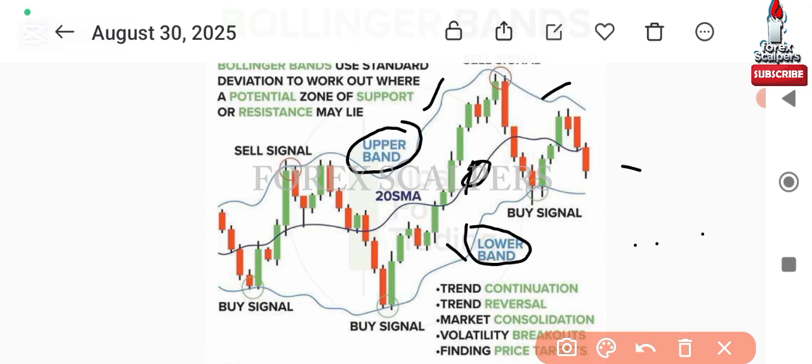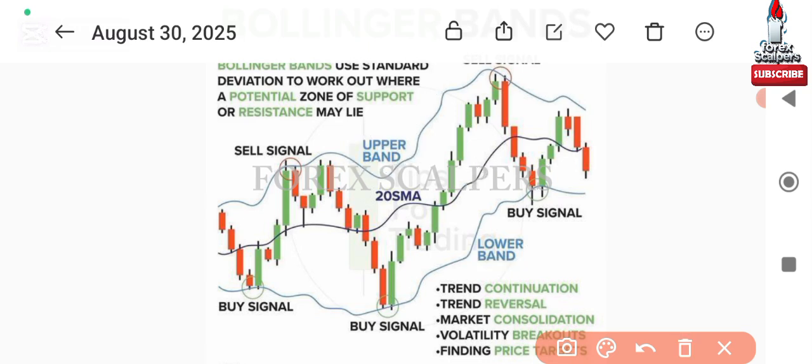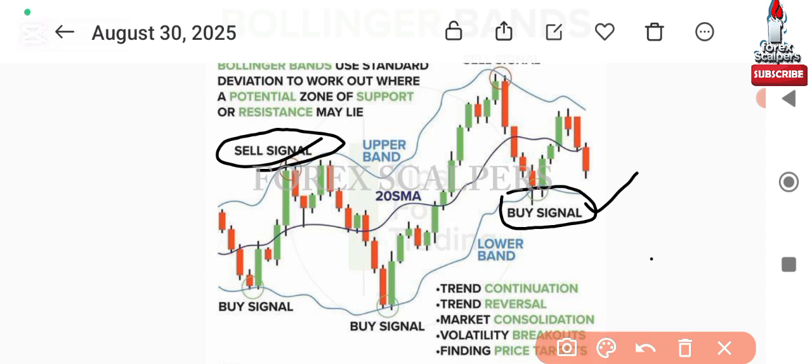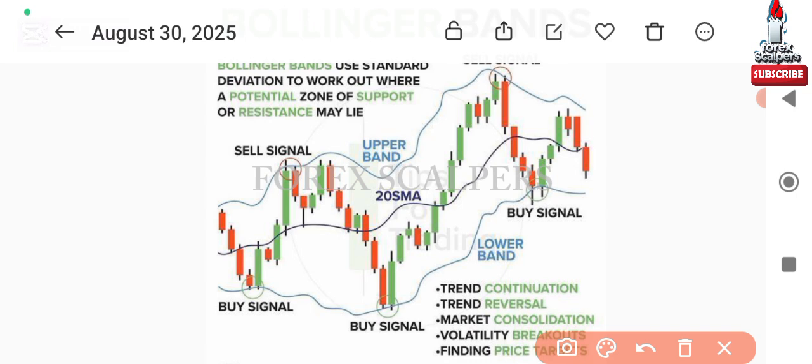Now you will see that in this scenario, when price hits the lower Bollinger Band, they are saying buy, and when price hits the upper Bollinger Band, they are saying you should sell. This is right, and only in the right price scenario this is correct, but in the wrong price scenario this is very wrong, and that is why I said we don't do this in isolation.